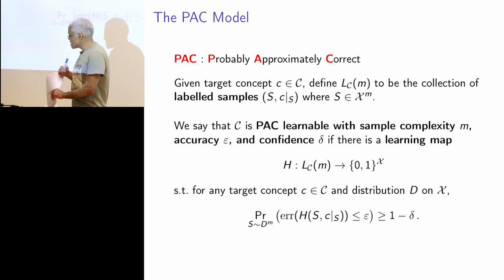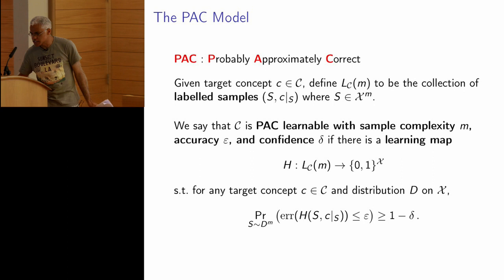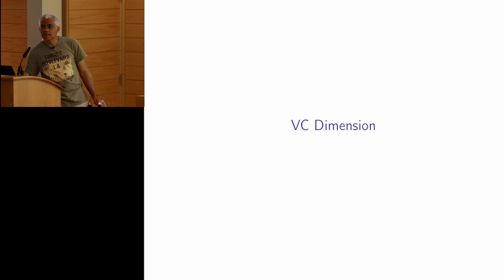I didn't even say anything about the representability of the output of the map. So this definition just talked about sample complexity, and I won't talk about computational complexity for a little while. Maybe there is a chance for a question that could be repeated.